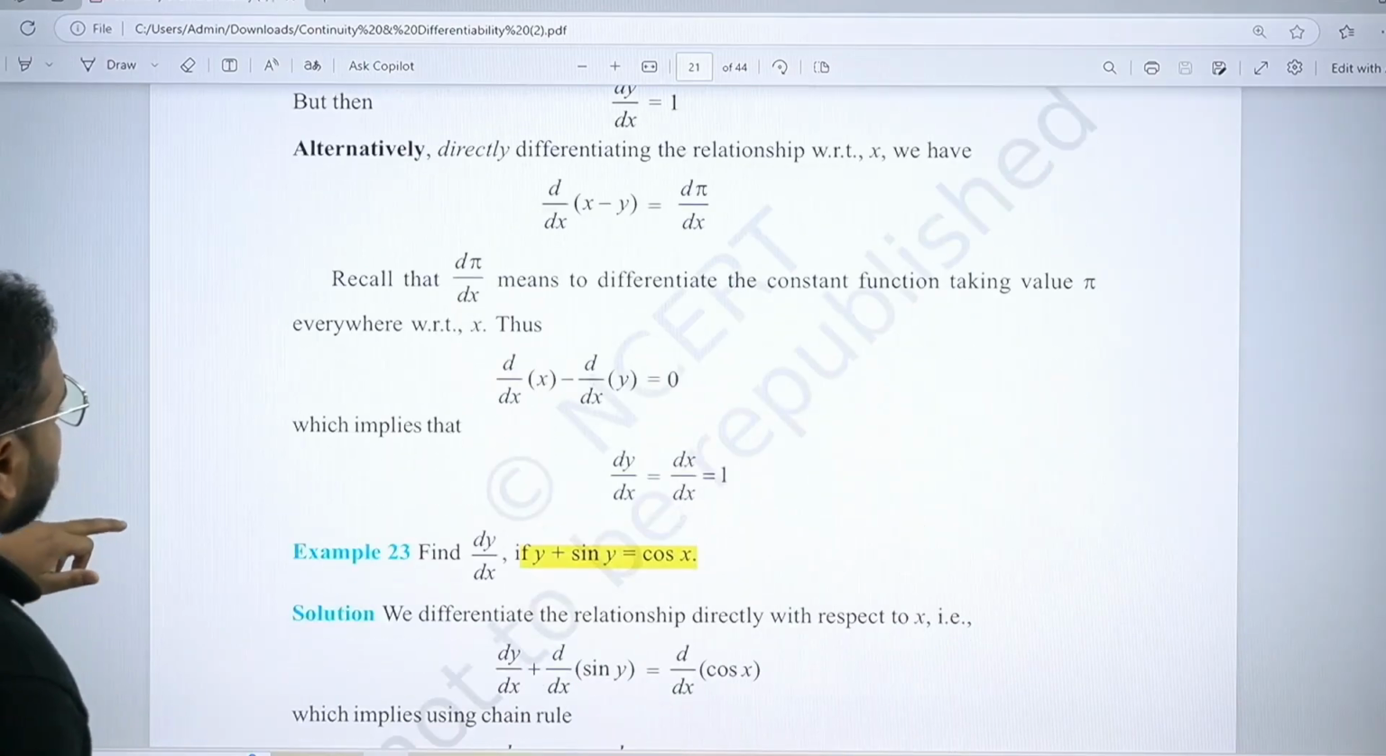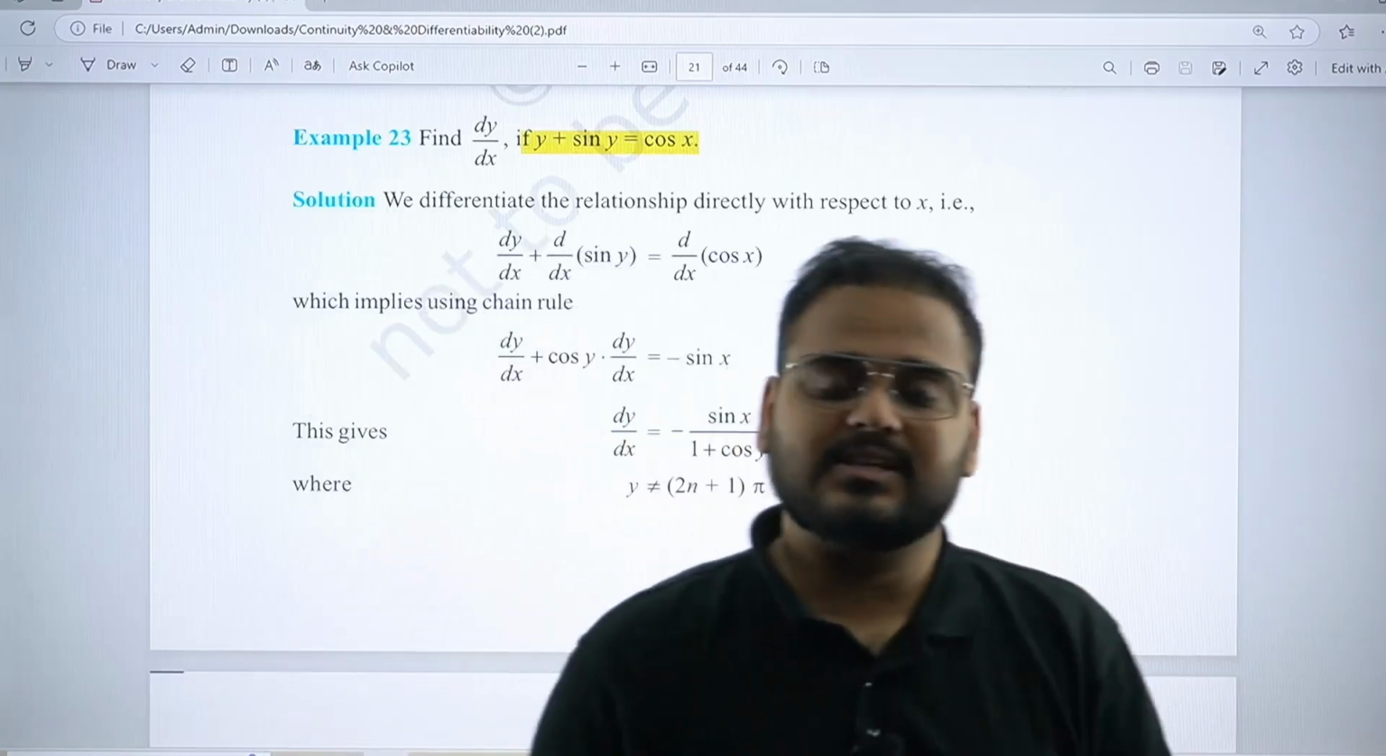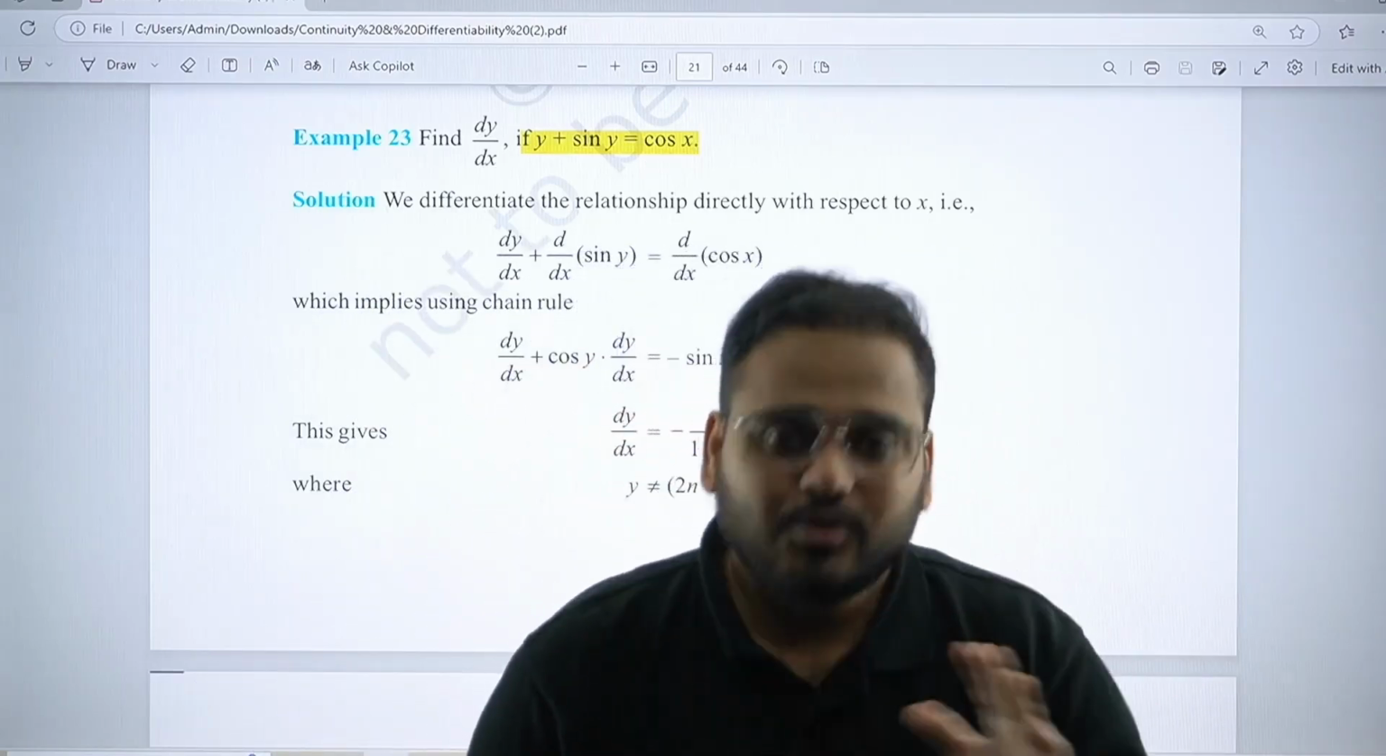Okay, chaliye sir, let's see more questions. I marked here, bachcha, example number 23. Don't worry, you might forget all these things, which question is where. So you know what to do.